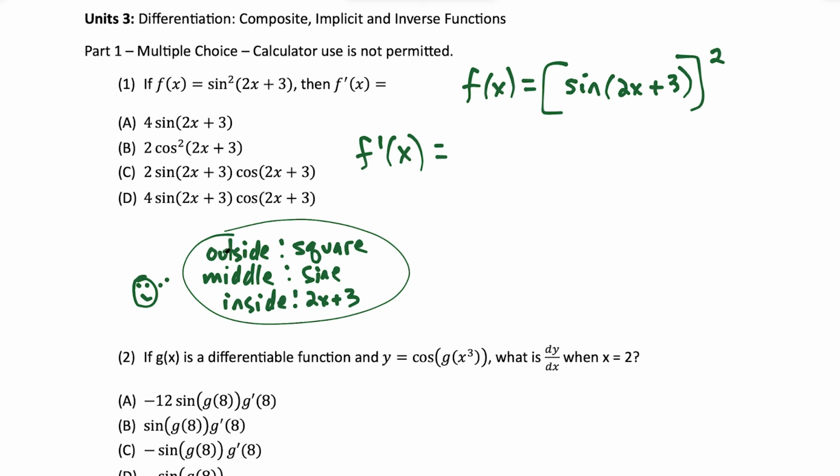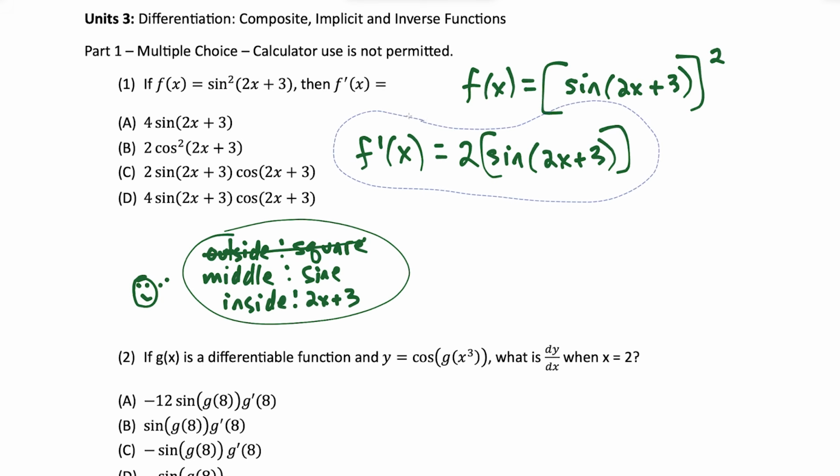So we're going to start off by taking the derivative of the square. We're going to use the power rule. So we're going to have 2 times sine of 2x plus 3, this entire quantity, and this is now being raised to the first power because we're doing the power rule. We don't actually have to write the power 1 on the outside, but that's the idea for this question.